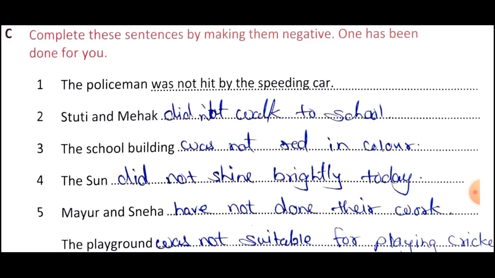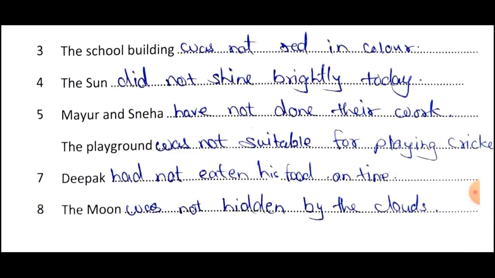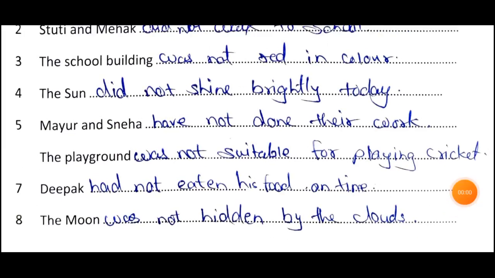Then next one is Stuti and Mehak did not walk to school. Then the school building was not red in color. The sun did not shine brightly today. Next is Mayur and Sneha have not done their work. Then the playground was not suitable for playing cricket. Then Deepak had not eaten his food on time. Next sentence is the moon was not hidden by the clouds.